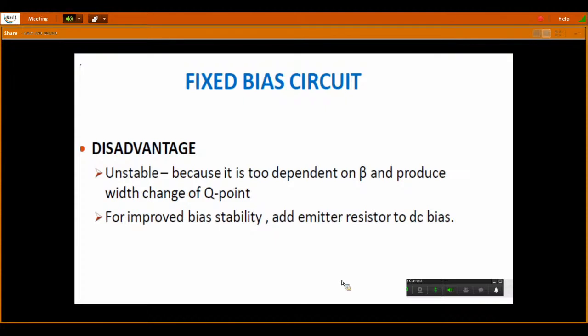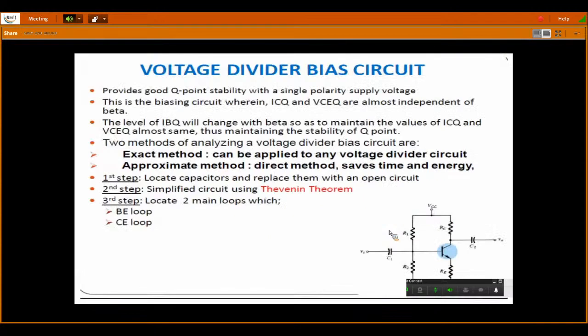So the voltage drop across the emitter resistor can compensate the base current increase or decrease. It can control the increment of base current due to VBE, and the temperature dependence of beta can be reduced using the emitter resistor or the voltage drop across it. Like this we can compensate the fixed bias circuit disadvantages. Next I'll move to the next slide, which is the voltage divider biasing technique.